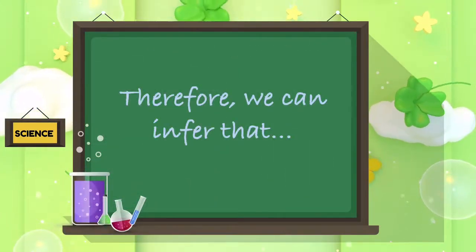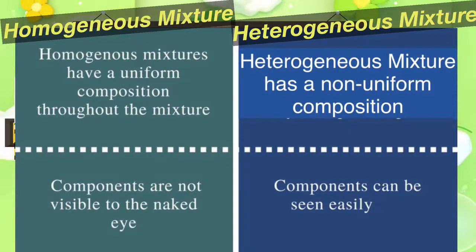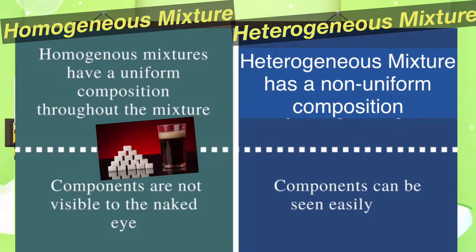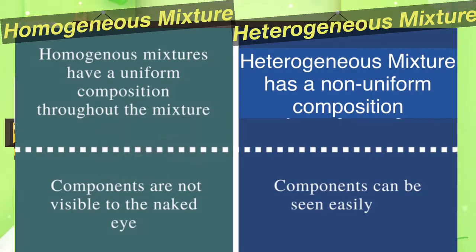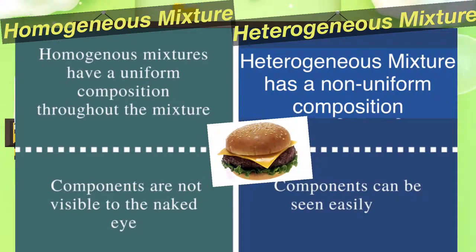Therefore, we can infer that based on this table, a mixture can be classified as homogeneous if it forms a uniform composition in a mixture. An example of this is soft drink, which is made of sugar, water, and other ingredients. The components mixed uniformly, which cannot be recognized or seen at all. Whereas, a mixture can be called heterogeneous if the mixture has a non-uniform composition and can be easily seen by our naked eye. An example of this is a burger.